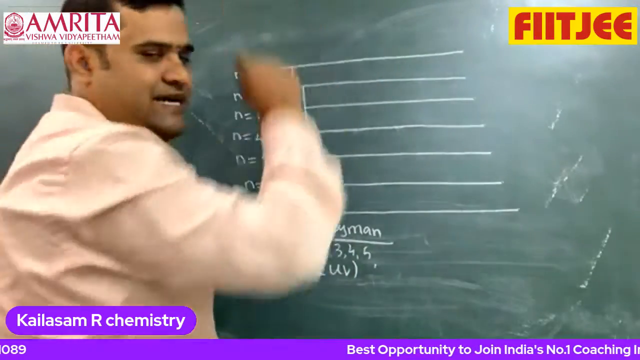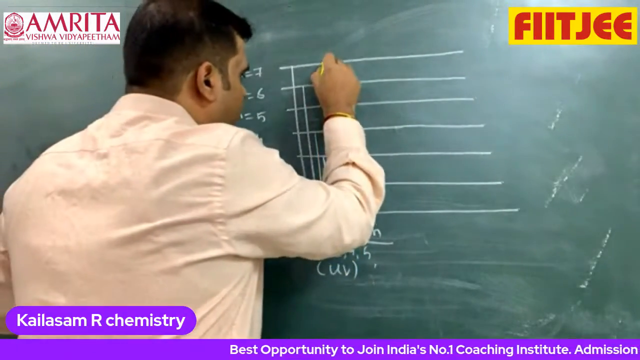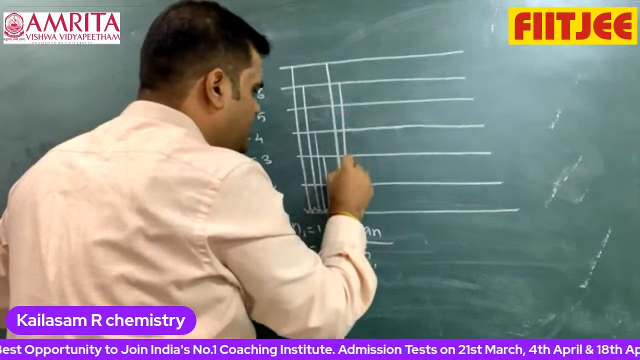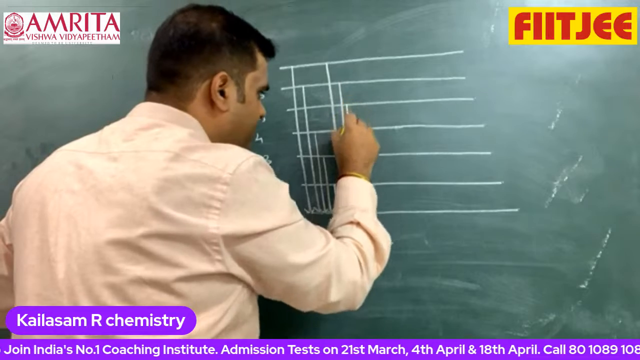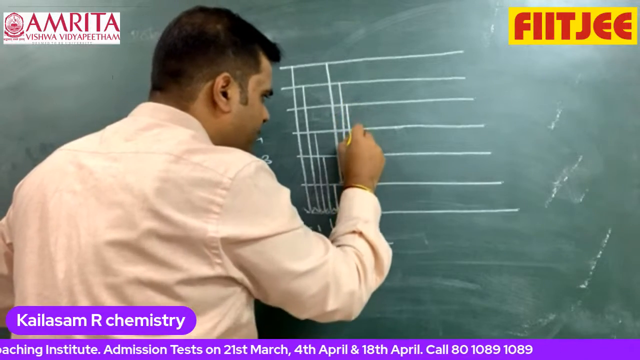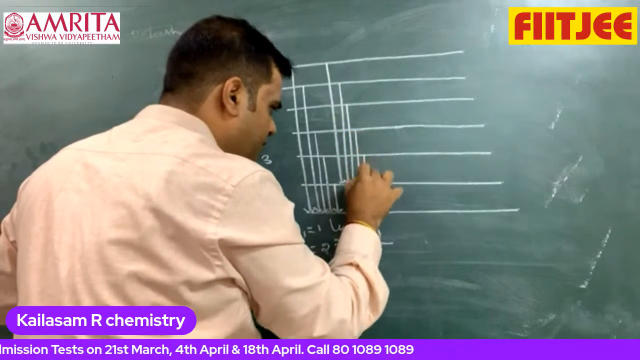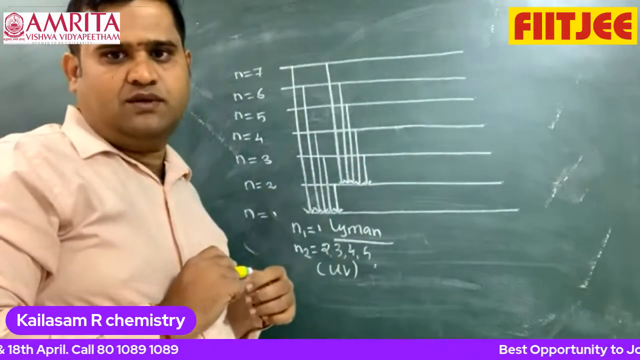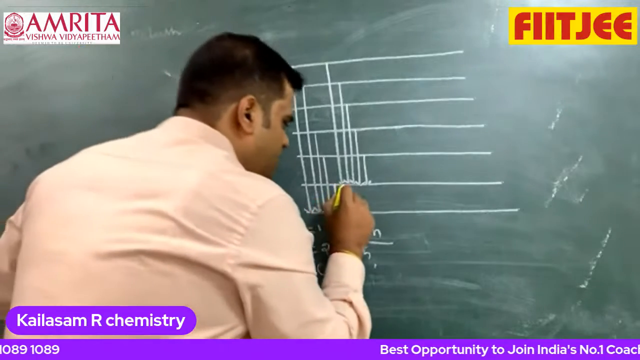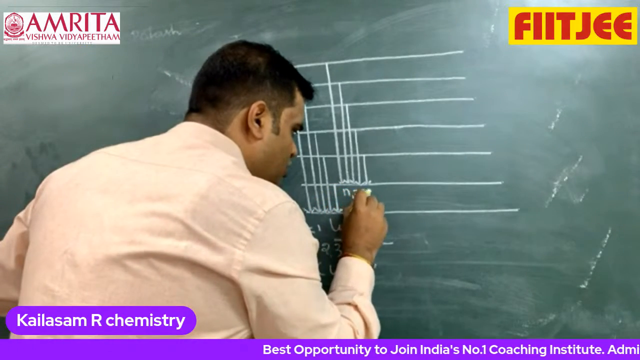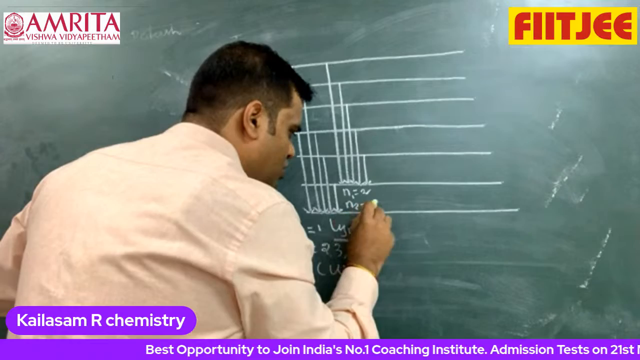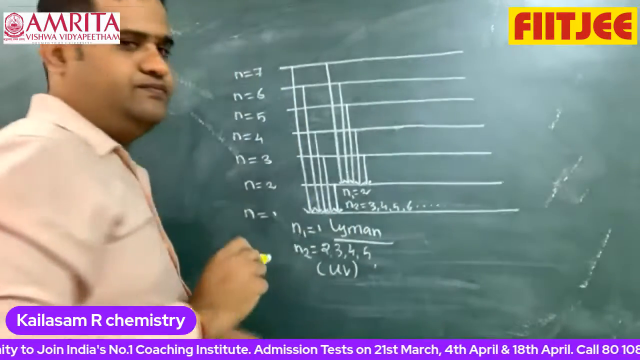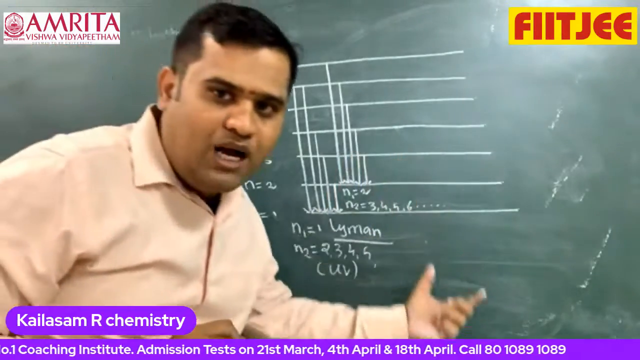Suppose now the electron is in the excited state. Now it is going to come back. This is called emission spectrum. Now I can write it: this series is called Balmer series. Balmer means what? n1 is equal to 2, and n2 is equal to 3, 4, 5, 6, etc. This is called Balmer series.